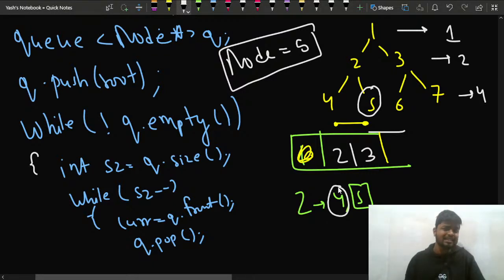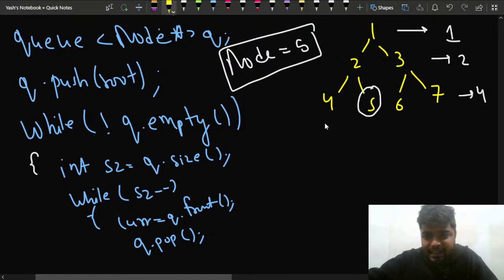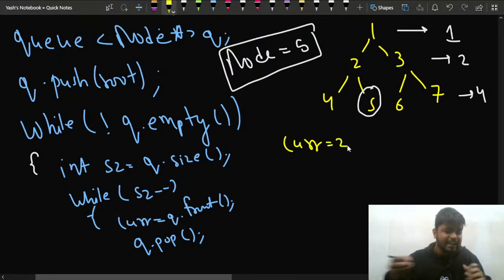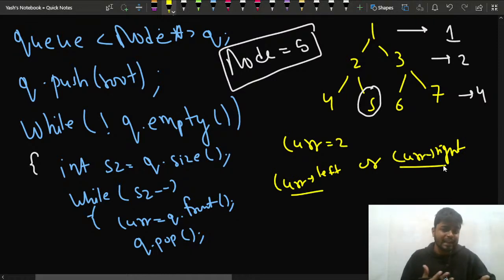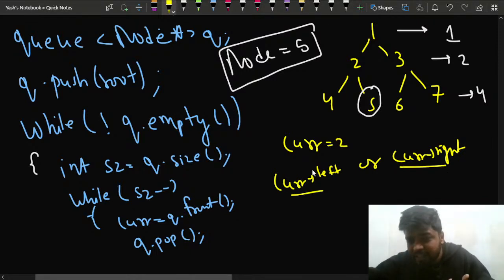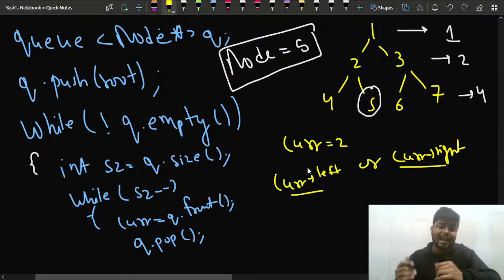I don't need to push 4 into my queue. Why? Because if there is a node such that its left or the right child is the node for which I am looking for the cousin, let's suppose my current is 2, then if my current's left or my current's right node is the node for which I am looking for the cousin, like in this case it is 5. So 2's right child is 5, and I know that for 5 I am looking for its cousins.